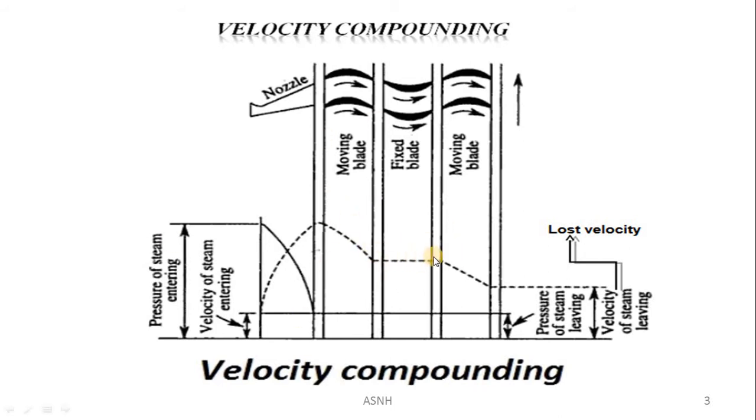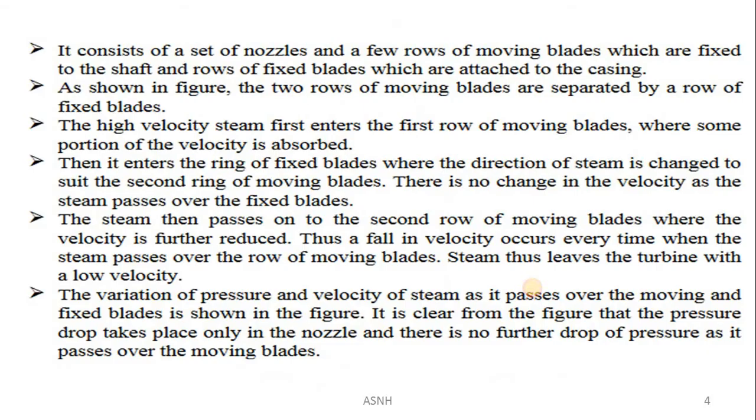Further, when the same steam after the fixed blade enters the second stage of moving blades, again the velocity is reduced as the blade absorbs the energy and starts rotating. In this way, n number of arrangements of fixed blades and moving blades are there in series, one after the other. So in this way we can reduce the rotor speed by reducing the velocity. So this is all about velocity compounding.